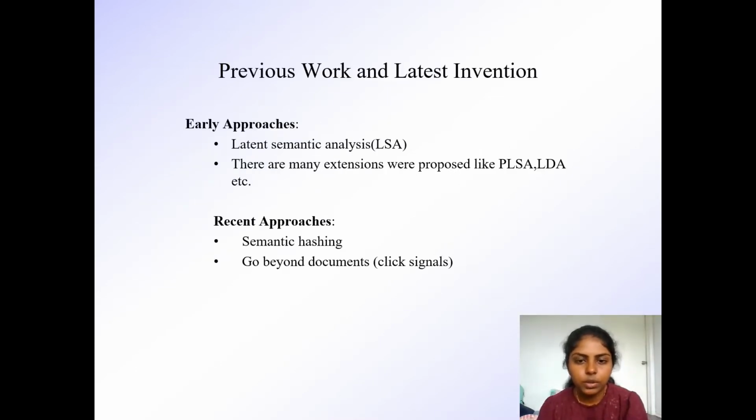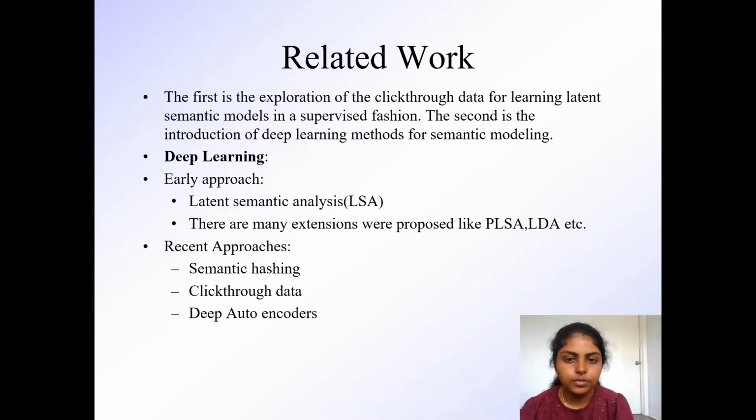Here is the previous work and the latest inventions. The early approaches include latent semantic analysis, and many extensions were proposed, like PLSA, LDA, and many others. The recent approaches are semantic hashing, and going beyond documents to use click signals. Here is the related work of web search: we initially used latent semantic analysis and its many extensions as mentioned earlier, and the recent approaches include semantic hashing, click-through data, and deep autoencoders.